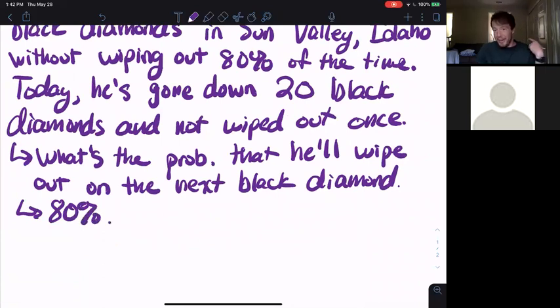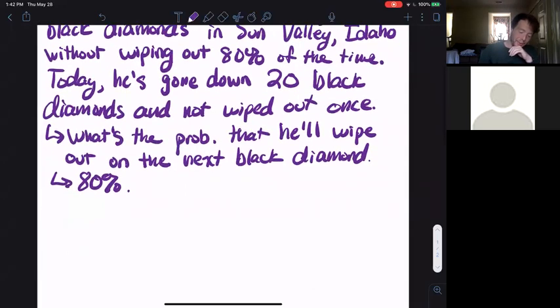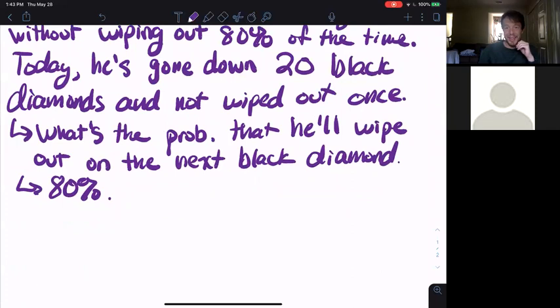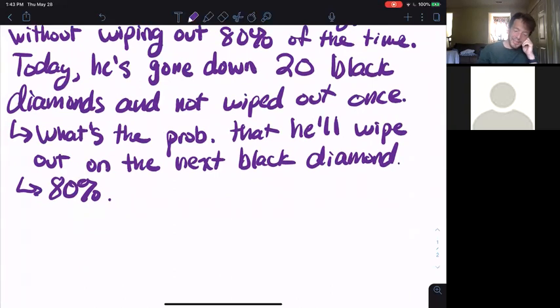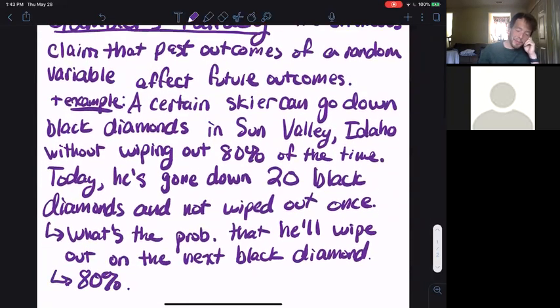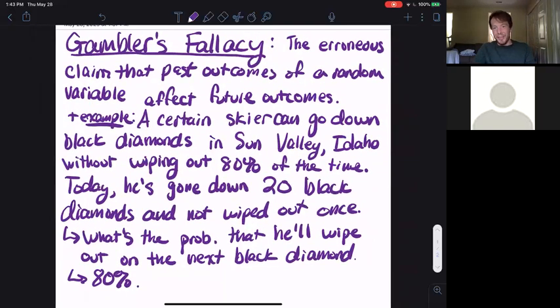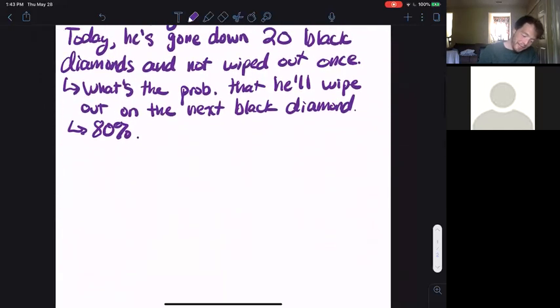The fact that previous events did not result in a success should bear no effect on future draws of the success. So he shouldn't say, ooh, I'm not going to try my luck and keep going down because I know this next one is going to be a wipeout. Well, this next one, he has the same chance of wiping out as he did for any of the other 20 black diamonds he went down. So this is a concept that may come up in your problems, but mostly I hope it comes up in your life if you ever decide to go to a casino and think about whether or not you should stop. All right, so that's the gambler's fallacy.